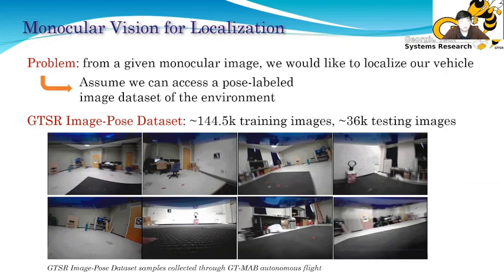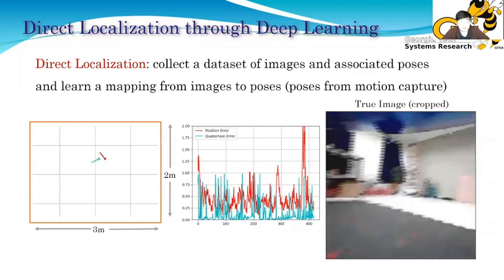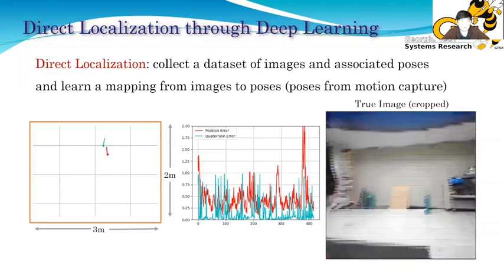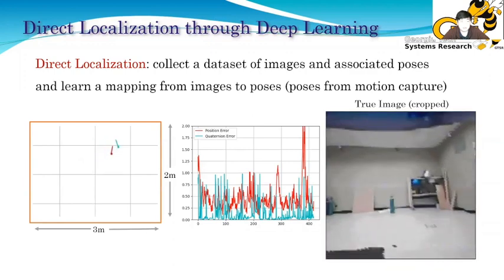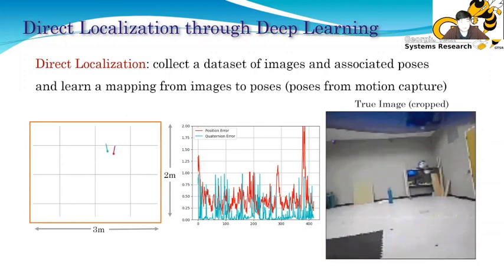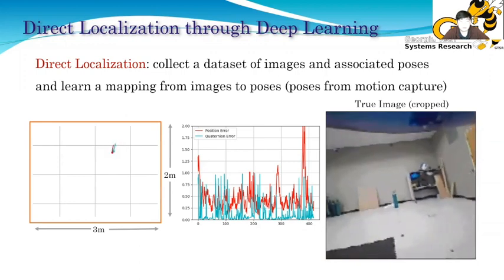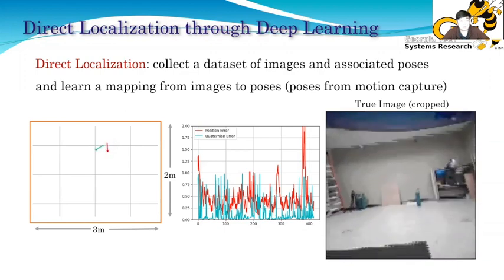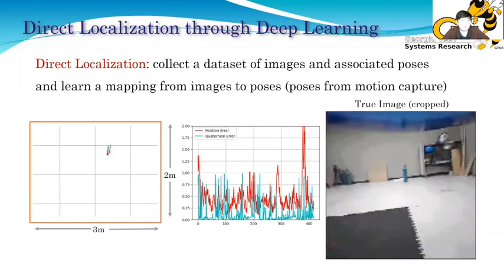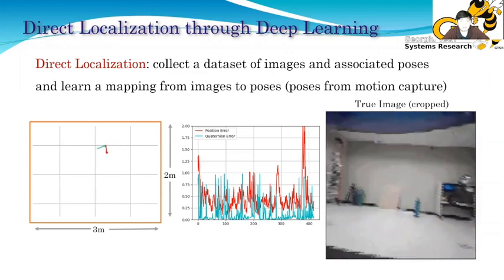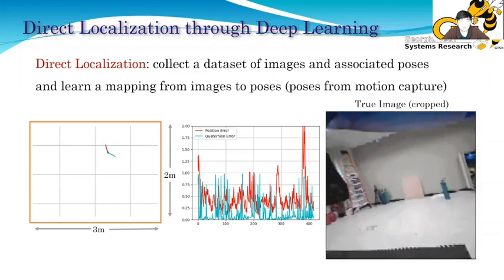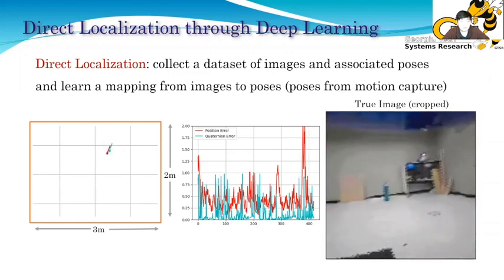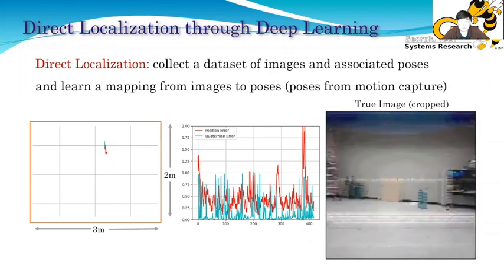So one simple way to do this without relying on the geometric methods used by visual inertial odometry or through visual SLAM is to actually try to infer the exact pose of the camera directly from the monocular image itself. And so this would be what we call direct localization through deep learning. So what you would do is just simply collect a data set of images and their associated poses from where those images were taken and try to learn a mapping from those images to poses.